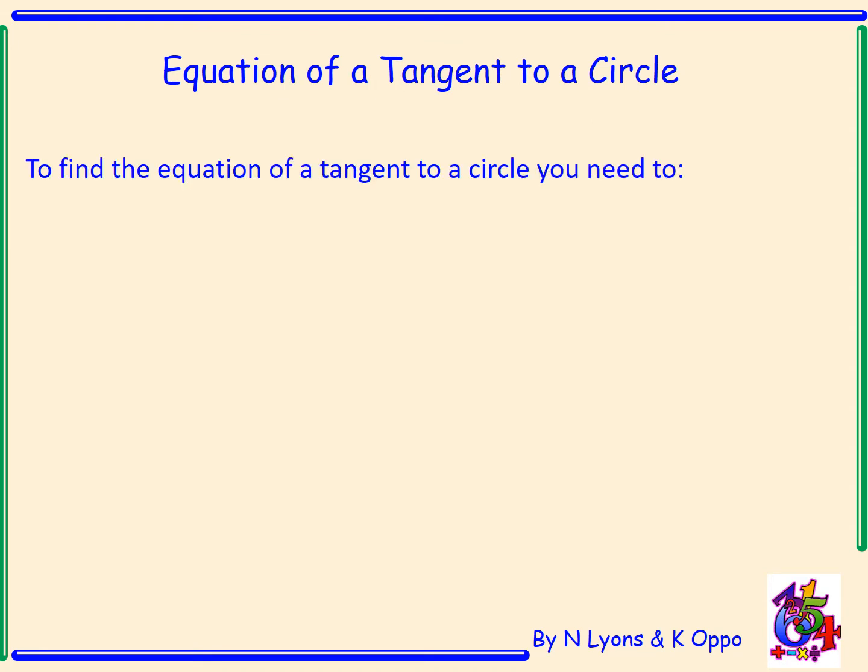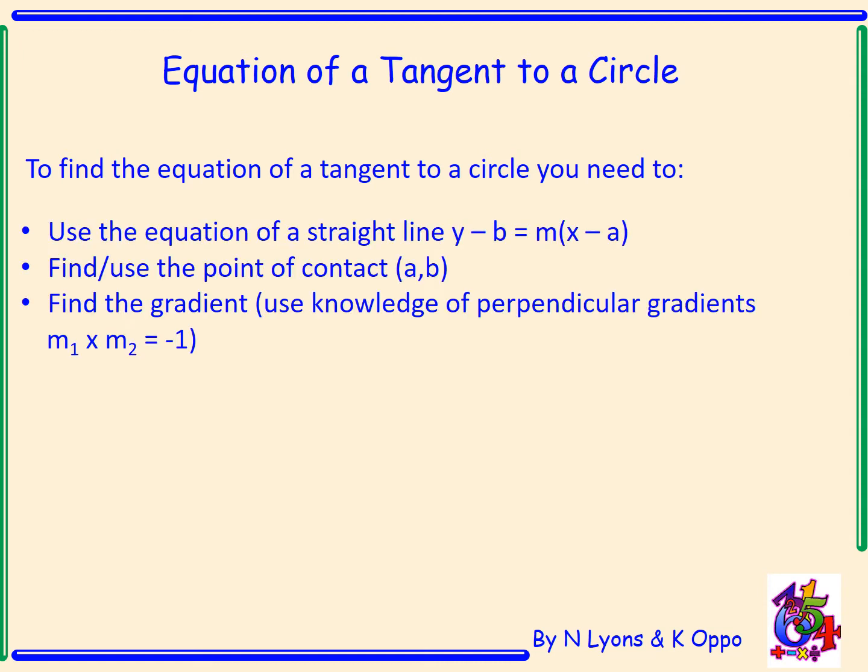To find the equation of a tangent to a circle, you need to use the equation of a straight line, because a tangent is a straight line. y minus b equals m bracket x minus a. We need to find or use the point of contact (a, b), and we need to find the gradient of our tangent, and we need to use our knowledge of perpendicular gradients in order to get this.